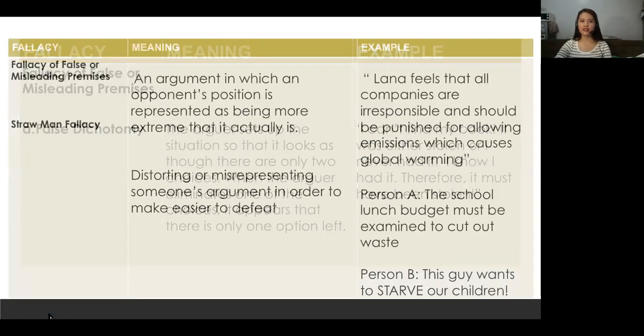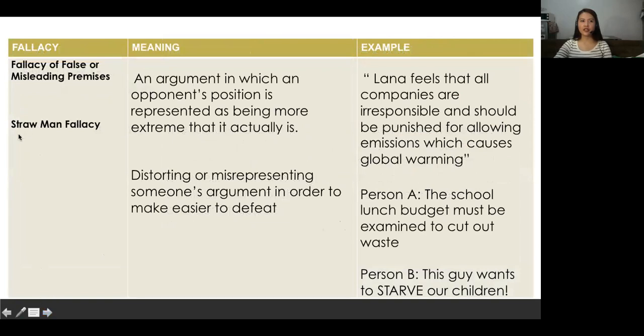Next is, under fallacy pa rin, a false or misleading premise, the Strawman Fallacy, an argument in which an opponent's position is represented as being more extreme than it actually is. Or for some references, it's distorting or misrepresenting someone's argument in order to make it easier to defeat. So for example, Lana feels that all companies are irresponsible and should be punished for allowing emissions, which causes global warming. Grabe, no? Should be punished, blah, blah, blah.